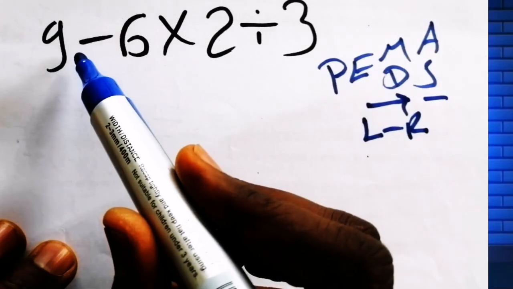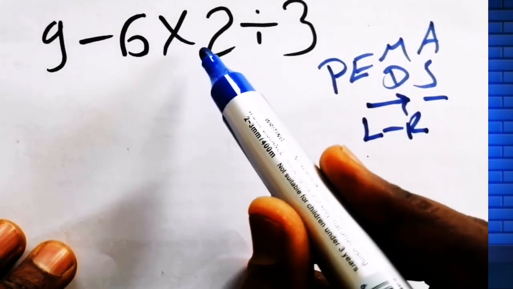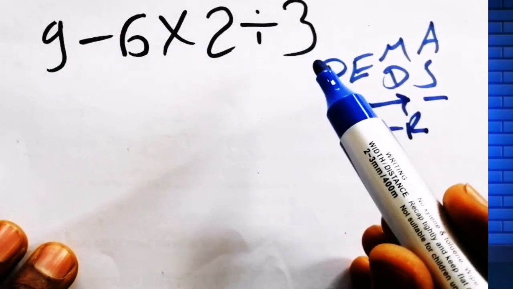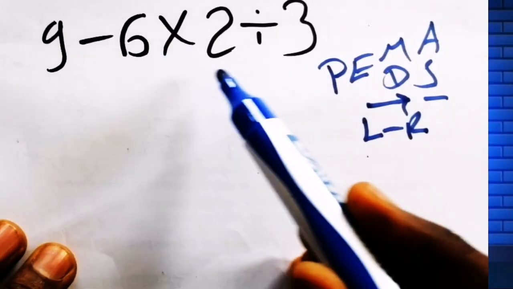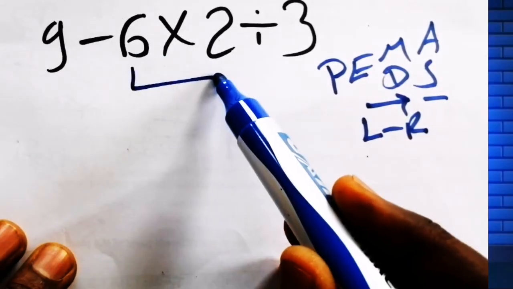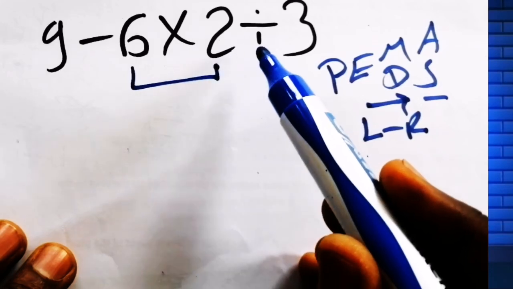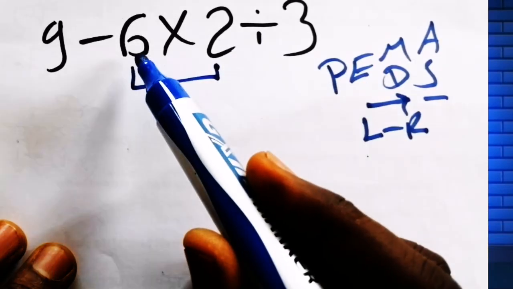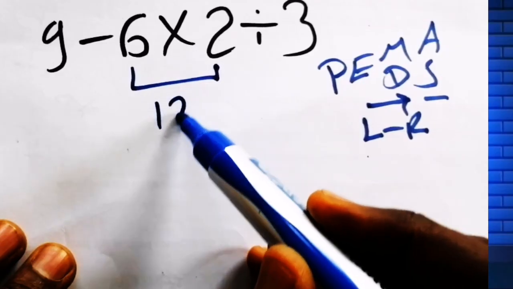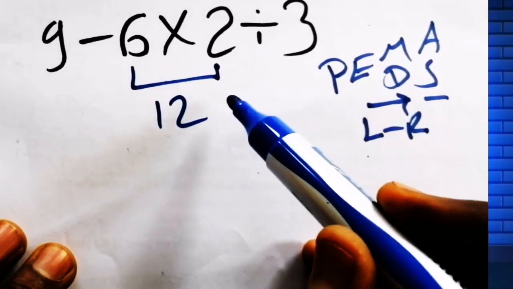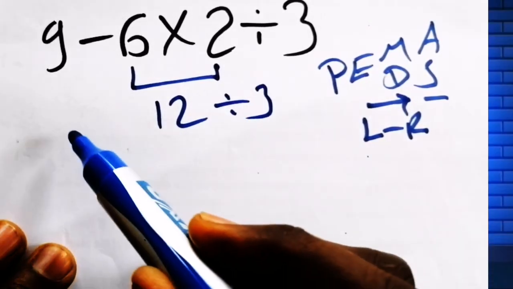In this expression there is one subtraction here, one multiplication, and one division here. Therefore we have to multiply from left to right. This one has higher priority than this division. Therefore 6 times 2, which is 12, and divided by 3.